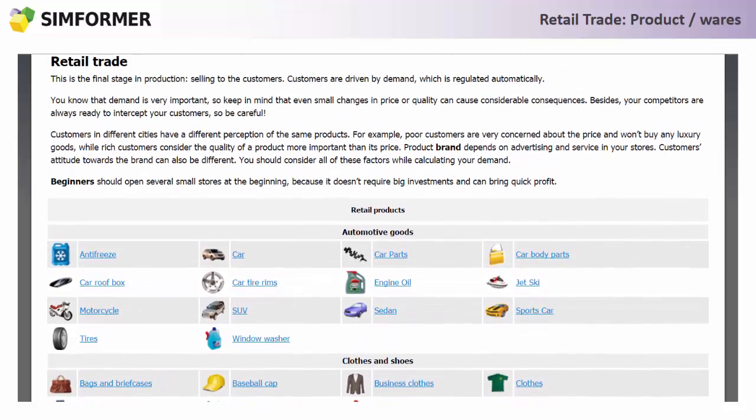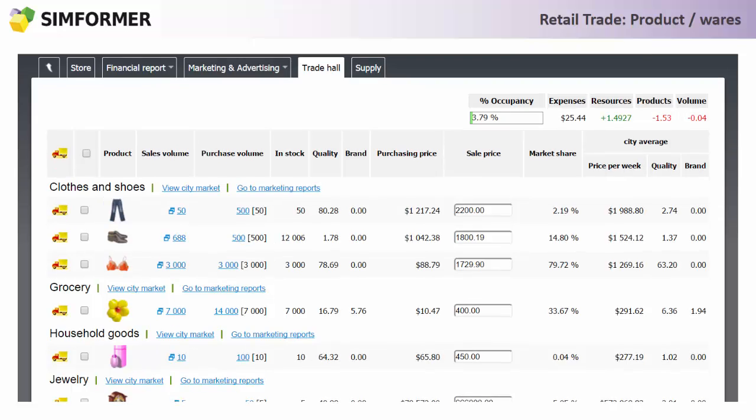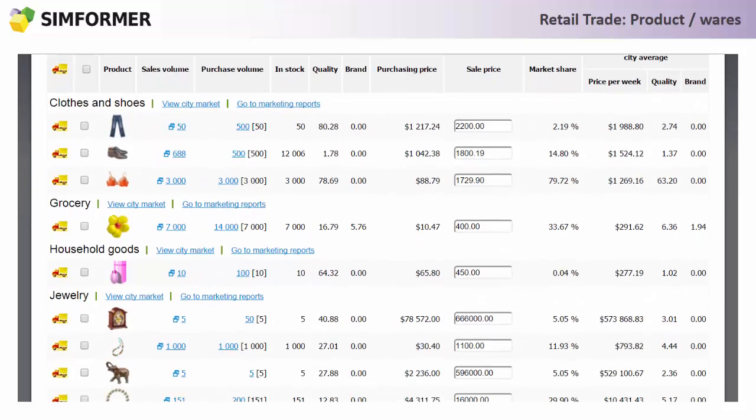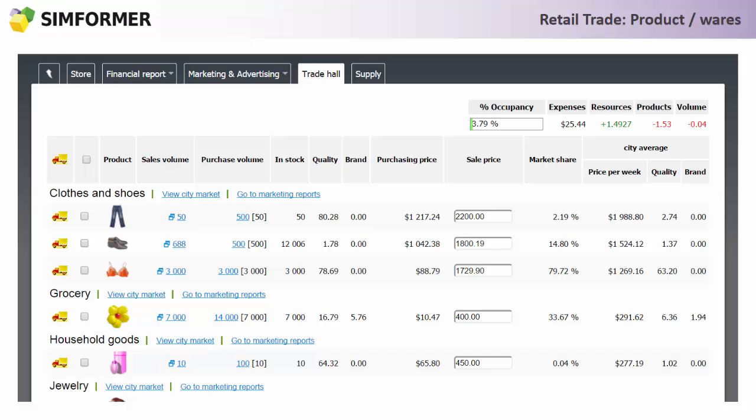How does that work? Well, let's take a look. What you can see here is a store that specializes in selling clothes, flowers, perfume, and some jewelry. A fashionable boutique, if you prefer. Truth is that the proper combination of goods in the trade hall, or in other words, a product mix, can create additional sales. What is the most efficient product mix? Well, it's really up to you to find out.